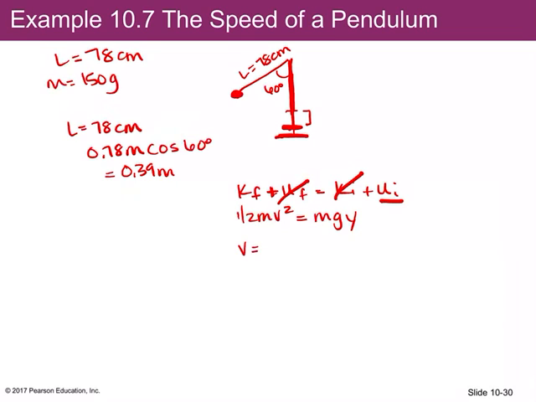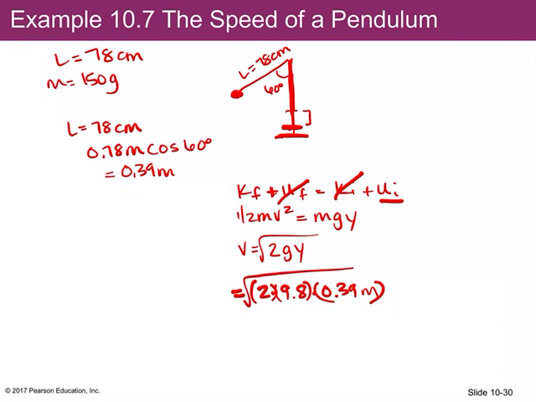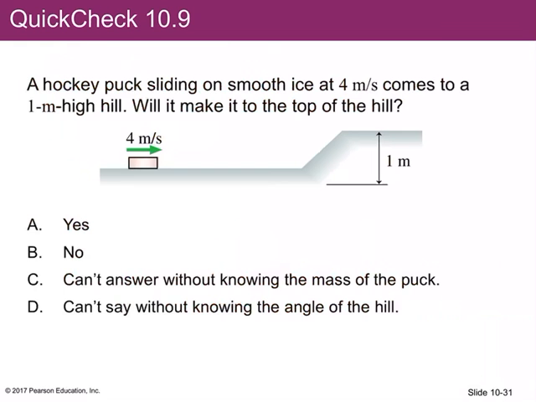Now, we're trying to find what the final velocity is at that point. So we've got velocity is equal to the square root of 2 times gravity times y. The masses cancel, and you end up with having to do the square root. So you do 2 times 9.8 times this 0.39 meters. Do the square root of that, and you should get that velocity to be about 2.8 meters per second. Okay? All right, so that's how you would do one if you involved an angle in there.